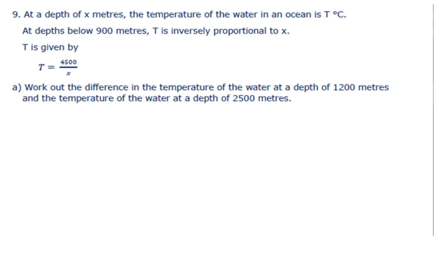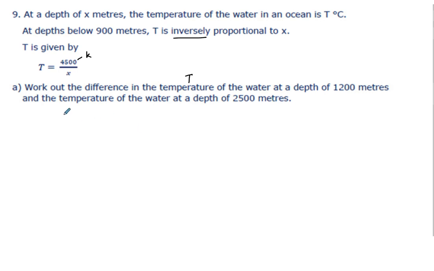At a depth of x meters, the temperature of the water of the ocean is T. At depths below 900 meters, T is inversely proportional to x. Oh, they've actually given it to us. They've already given us what the k is. So T equals k over x. Work out the difference in the temperature of the water at a depth of 1200 meters and a depth of 2500 meters.